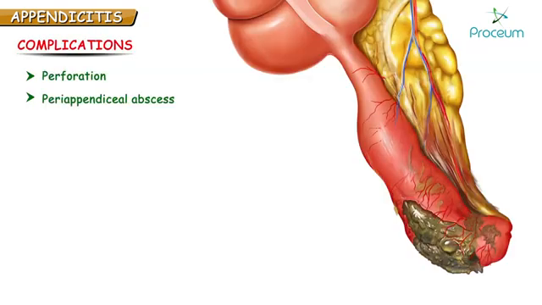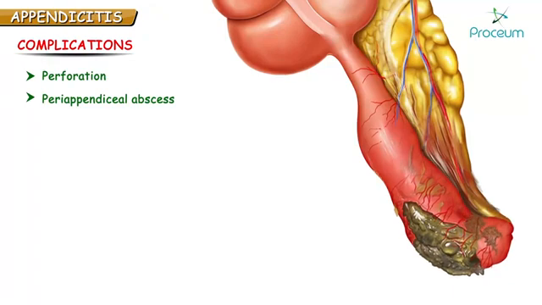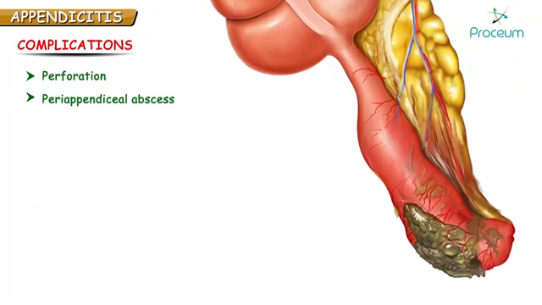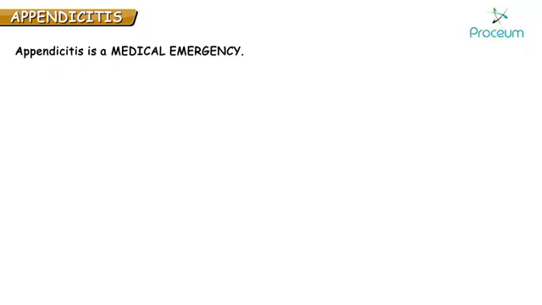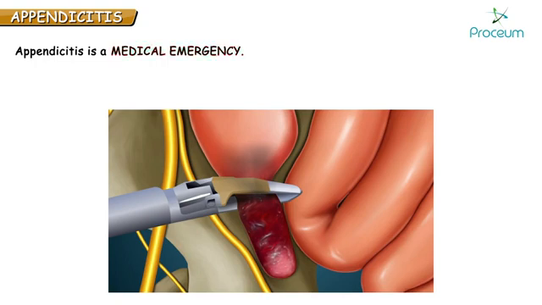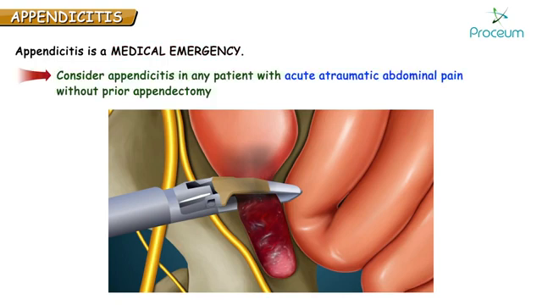There are several complications that can occur in a patient with appendicitis, including gangrene, perforation and abscess formation. Towards the end, all I want to say is, appendicitis is a medical emergency. Please consider appendicitis in any patient with acute atraumatic abdominal pain without prior appendectomy.